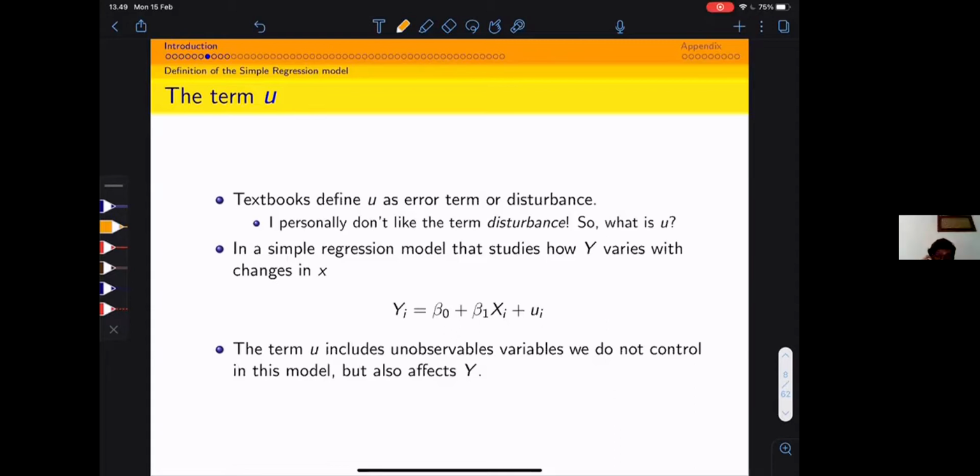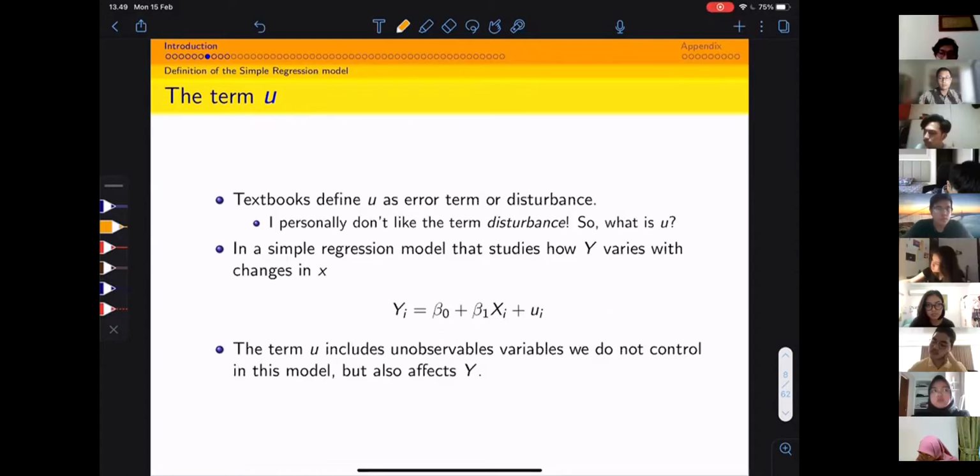Can I try, sir? Sure, go ahead. Yes, please. As we discussed last week, the term U is the unobservable variables outside our current model that actually affect the dependent variable. Okay, all right, that's very good.